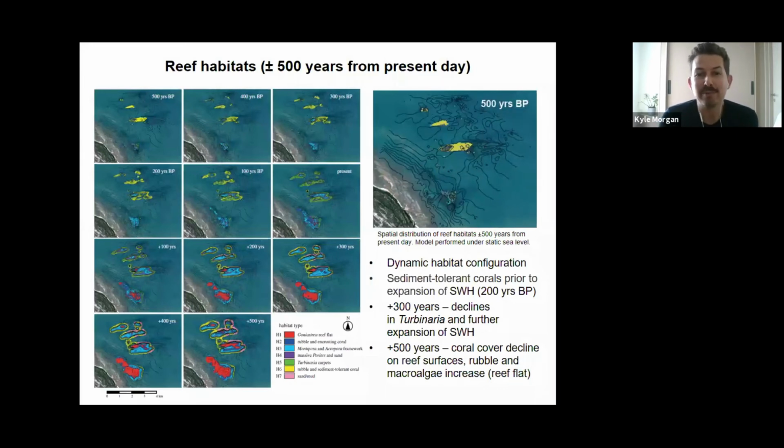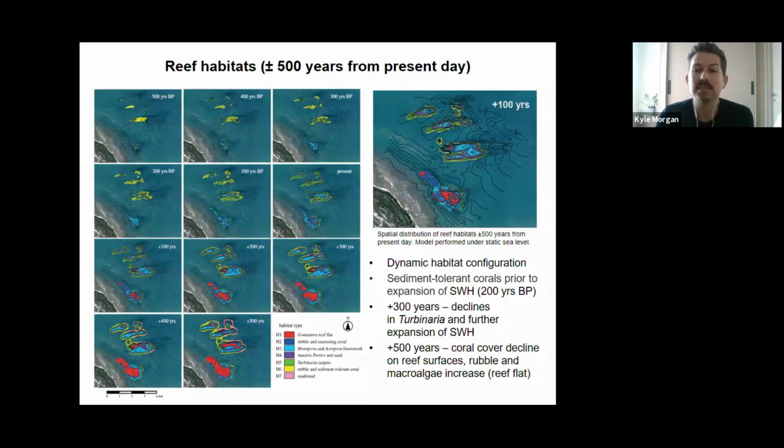If we project these habitat changes further forward from present day, so around 300 years into the future, we see major declines in what we now have as the turbinaria coral habitat. And we see a much further expansion of this really productive shallow water habitat. So under static sea level conditions, particularly at offshore sites, we're going to see more productive corals forming in the next 200 or 300 years.